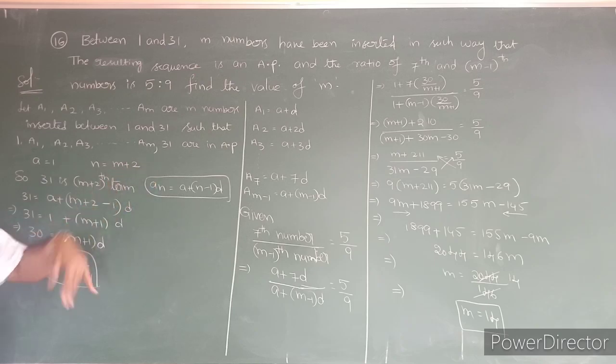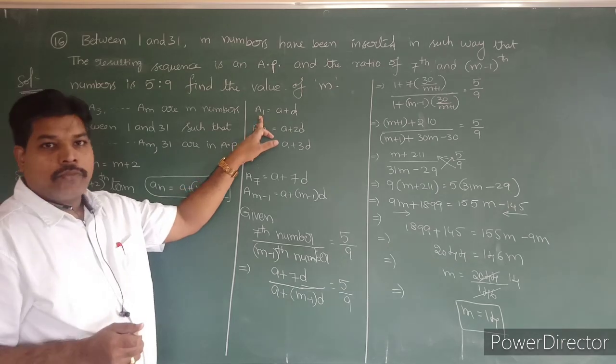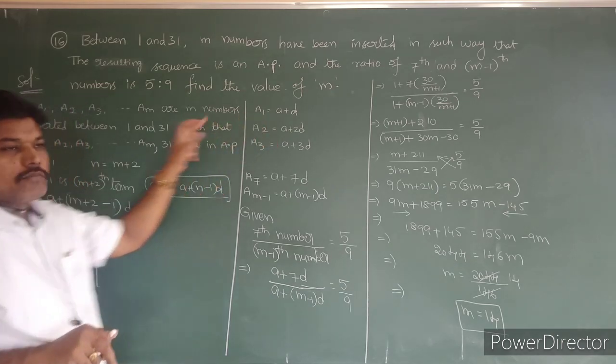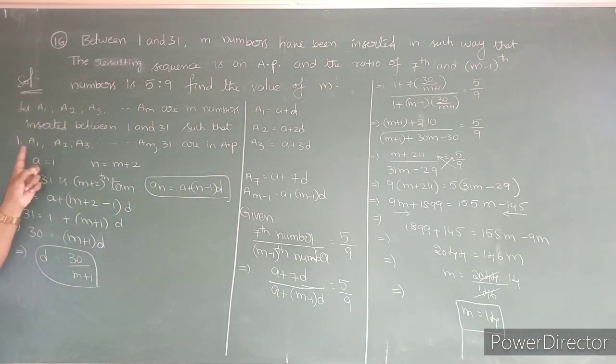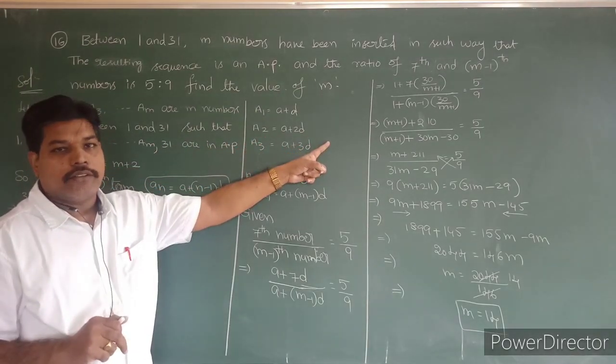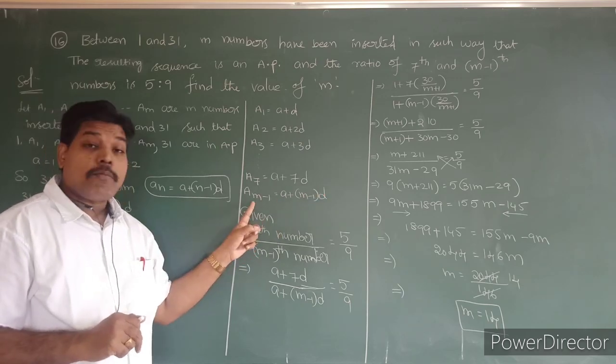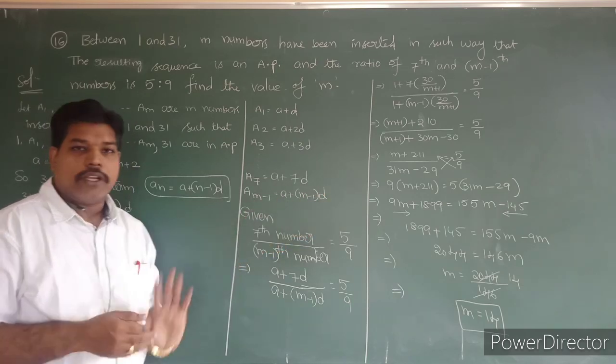After getting the d value, keep seeing the arithmetic means. So what are the inserted numbers between 1 and 31? I am taking a1. a1 is the second term. See this one, 1, a1 is the second term. The second term in the arithmetic progression is a plus d. a2 is the third term. The third term is a plus 2d. a3 is a plus 3d. a7 is a plus 7d. a m minus 1 is a plus m minus 1 into d.